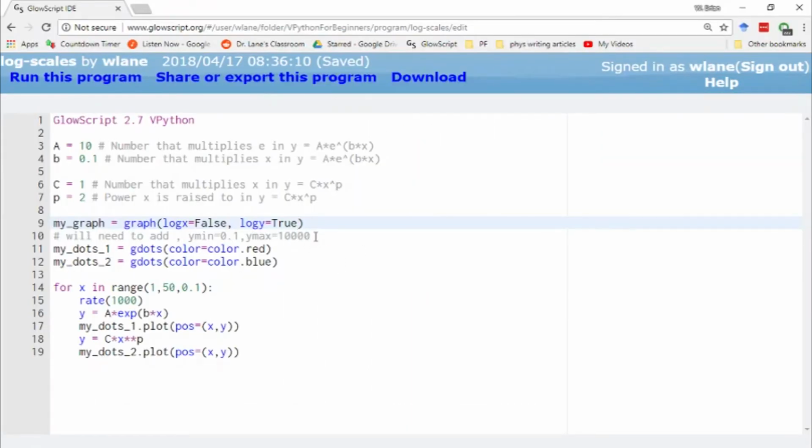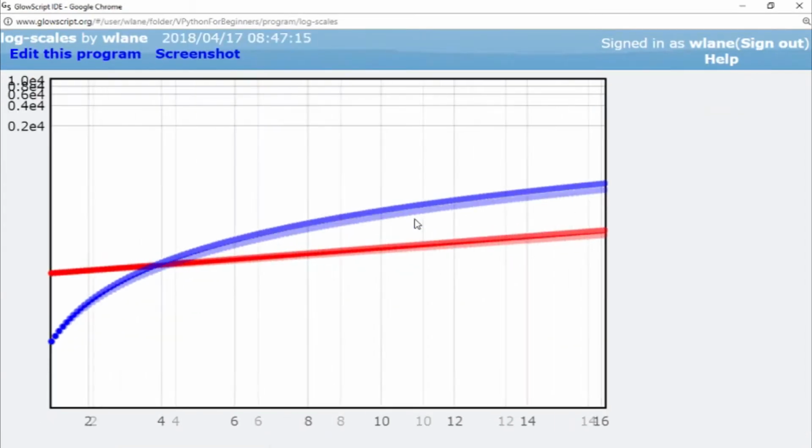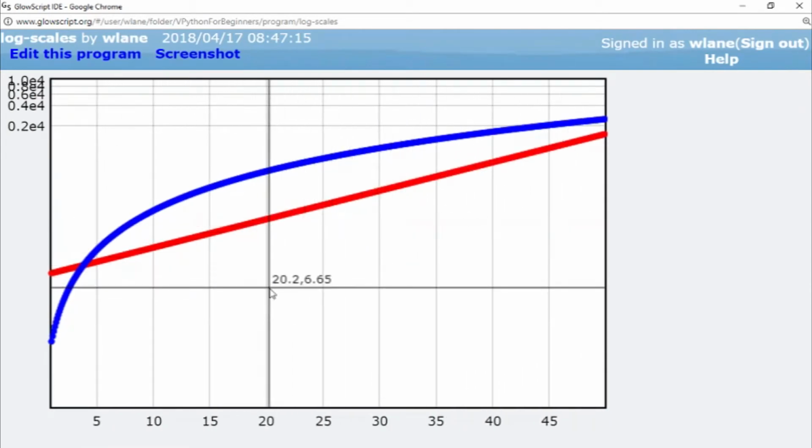So we need to add in a y minimum and a y maximum, so I just happen to have made a note to myself to do that right here, so I can get rid of that little note. So we're going to set a y min of 0.1 and y max of 10,000. We can adjust that if we need to, but I believe it turns out fine. Yeah, we can see both functions fine here.